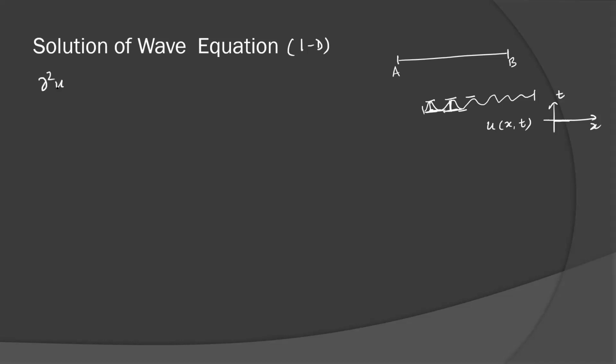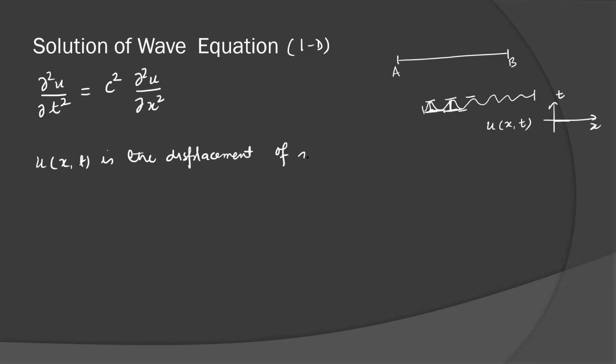The one-dimensional wave equation is given as del squared u over del t squared equals c squared del squared u over del x squared. It is a type of hyperbolic PDE, which I discussed in the previous part, where u(x,t) is the displacement of the string.